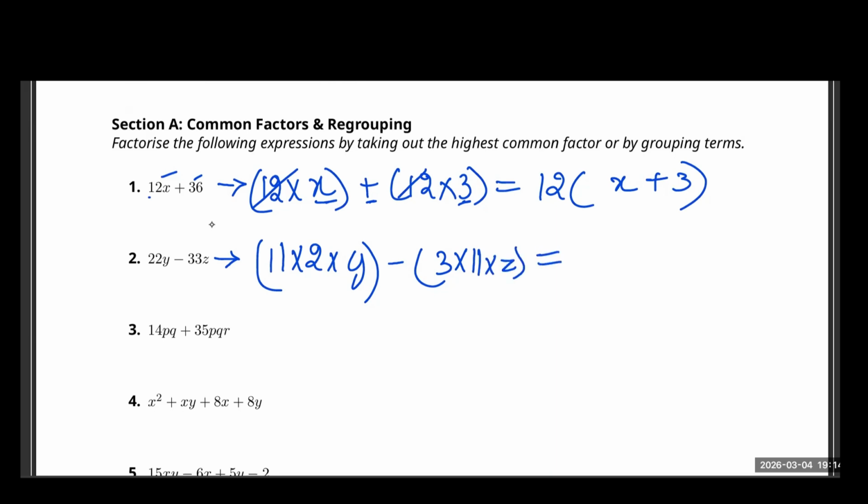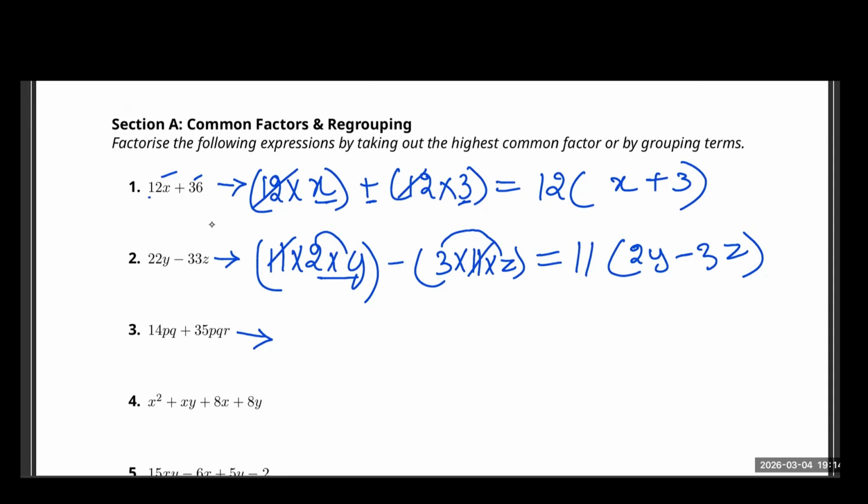Now the common thing is 11. If you take out 11 common, what is left over? 2 into y is 2y, minus 3 into z is 3z. Because here the leftover thing is 3 and z, and here the leftover thing is 2 and y, right? So the answer is 11 into 2y minus 3z.